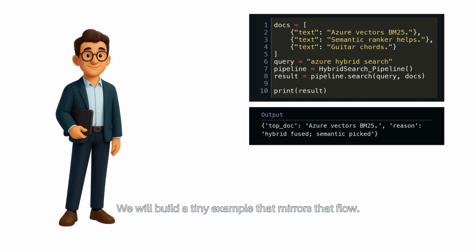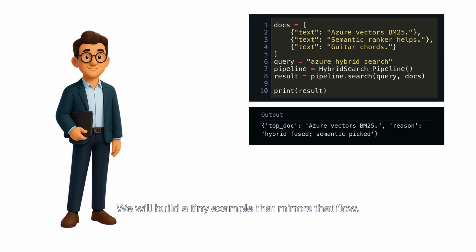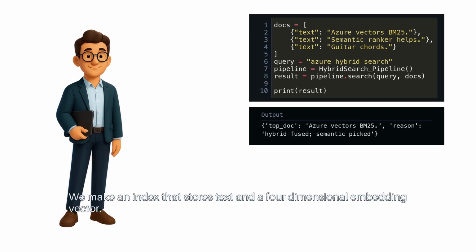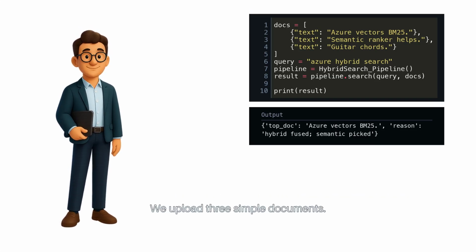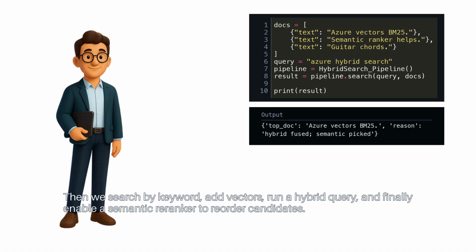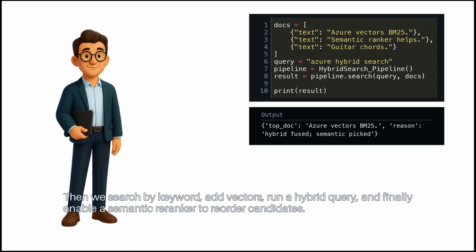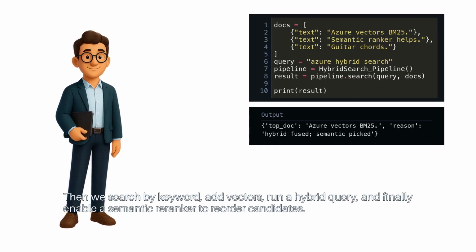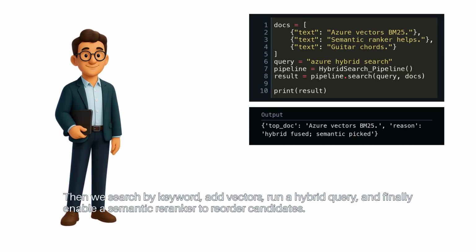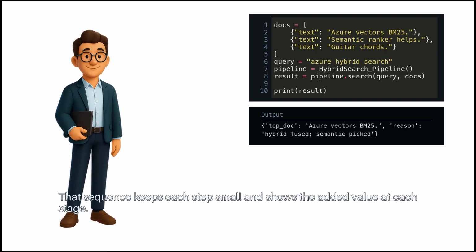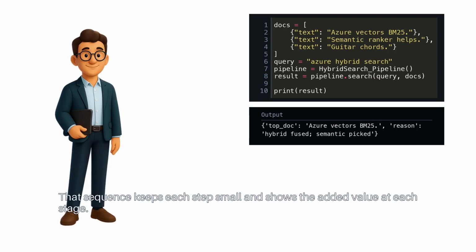We will build a tiny example that mirrors that flow. We make an index that stores text and a 4-dimensional embedding vector. We upload 3 simple documents. Then we search by keyword, add vectors, run a hybrid query, and finally enable a semantic reranker to reorder candidates. That sequence keeps each step small and shows the added value at each stage.